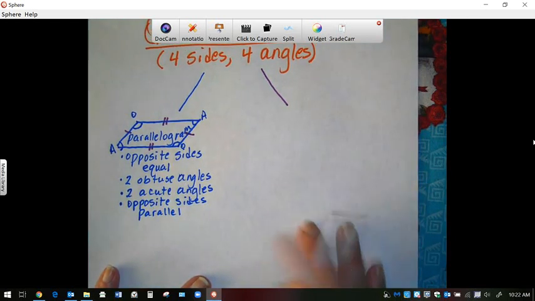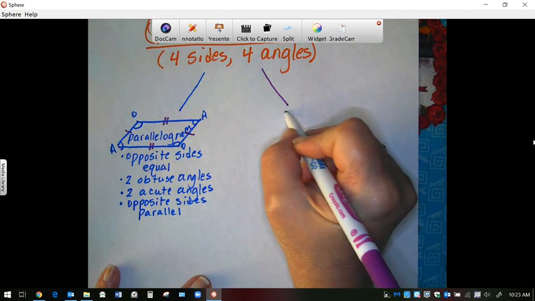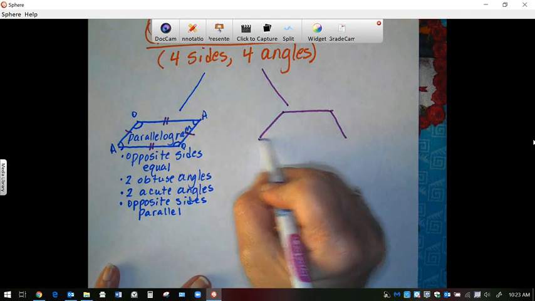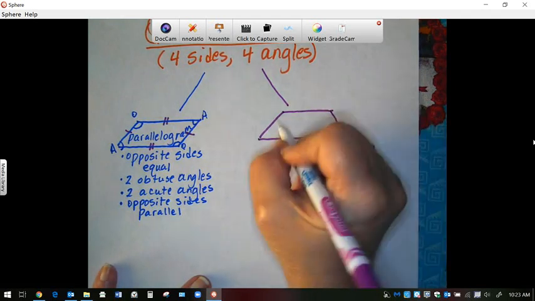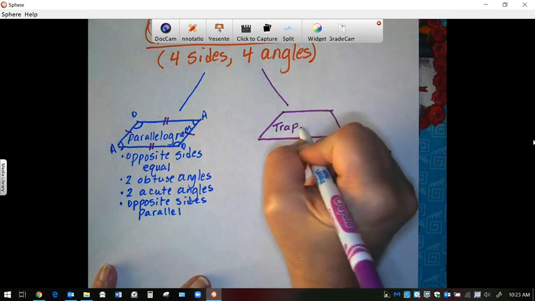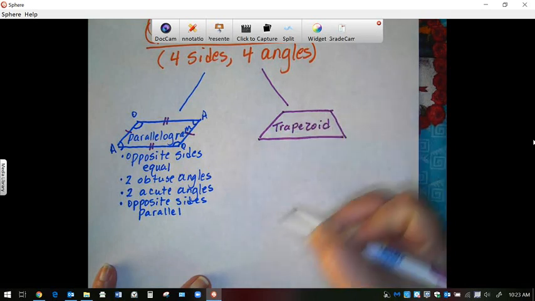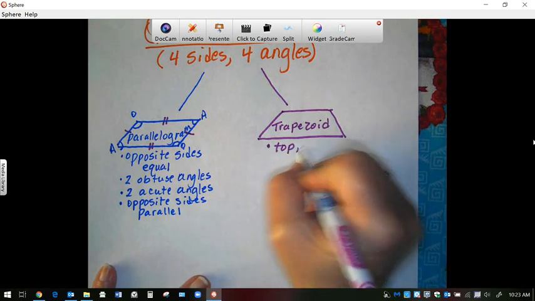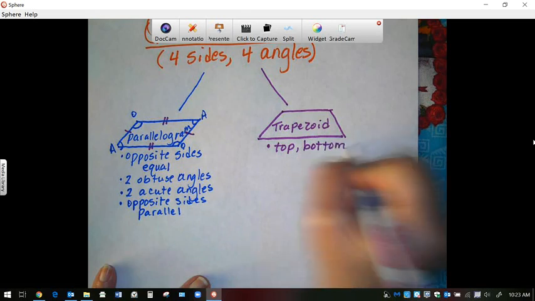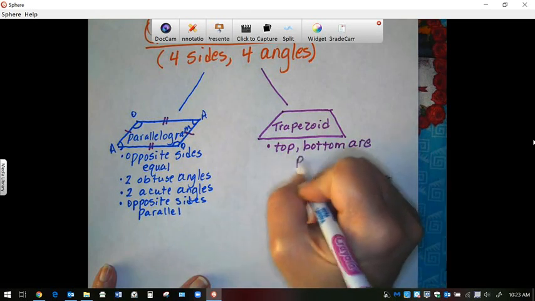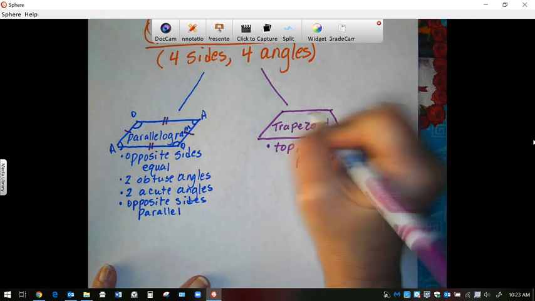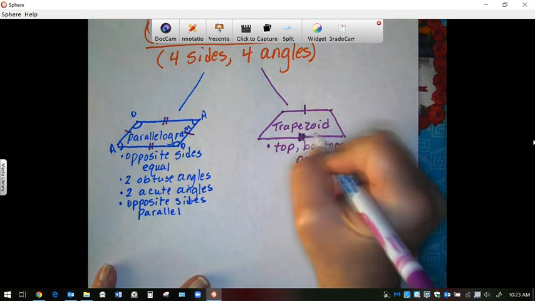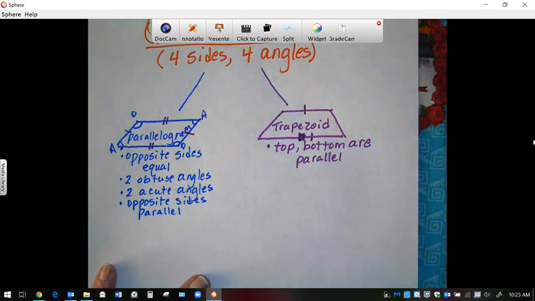Alright, another type of quadrilateral is a trapezoid. And that is the odd-shaped one. Okay? Key features are that the top and bottom are parallel. You'll see that the top and the bottom are parallel.